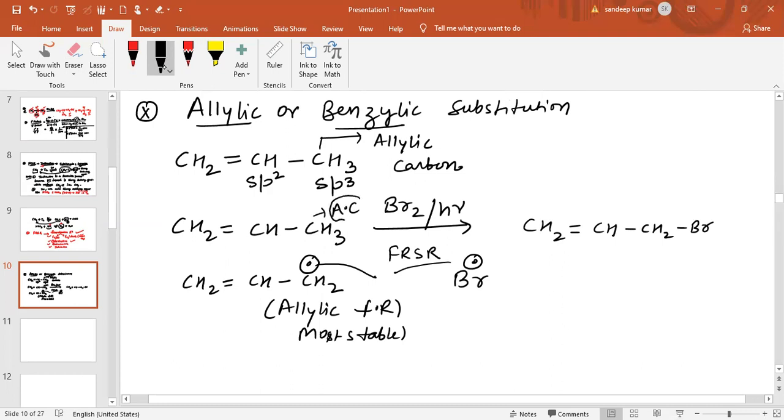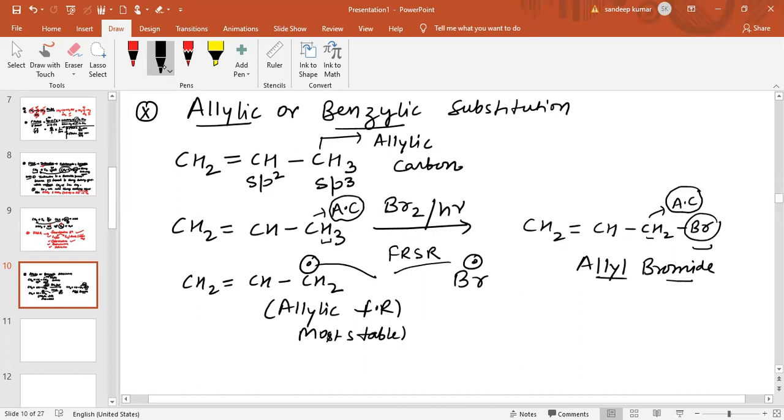So we can directly do the reaction. How can you directly do the reaction? Simply replace the hydrogen of the allylic carbon by bromine. So this is basically the allylic carbon. You can simply replace the allylic carbon hydrogen by bromine. So this is the product we will call allyl bromide. So this is basically the allyl bromide obtained. So this is allylic substitution.